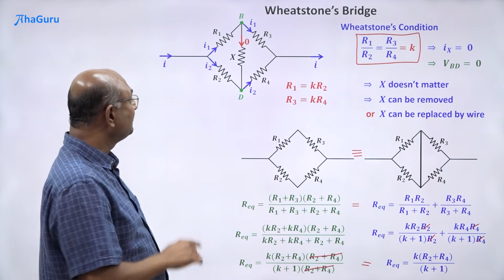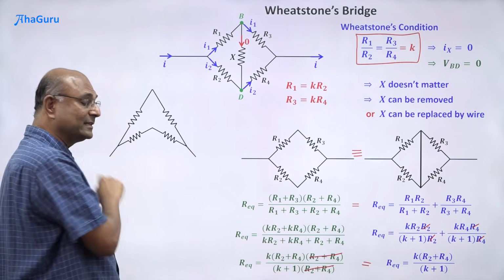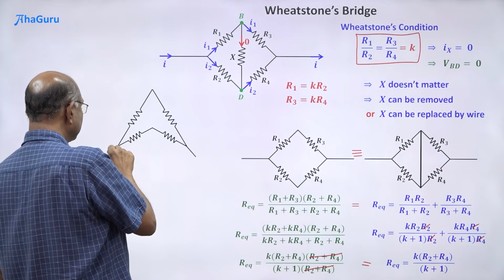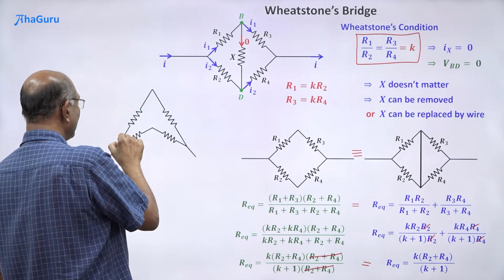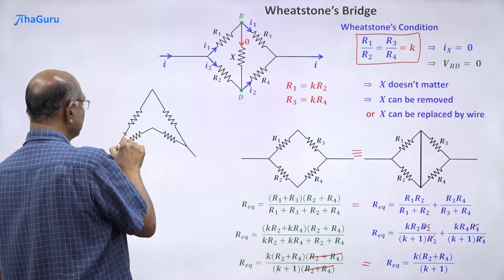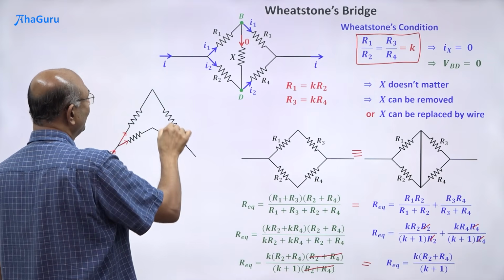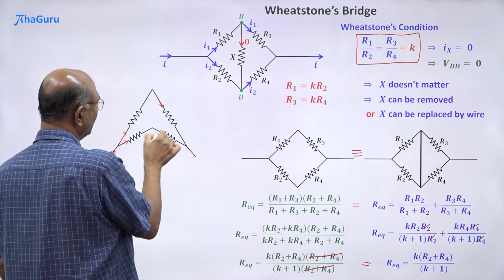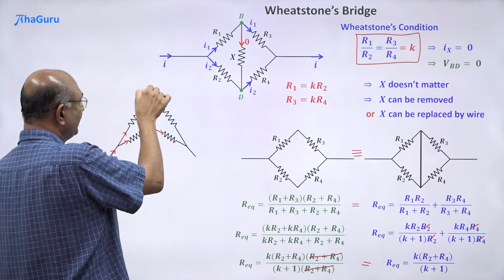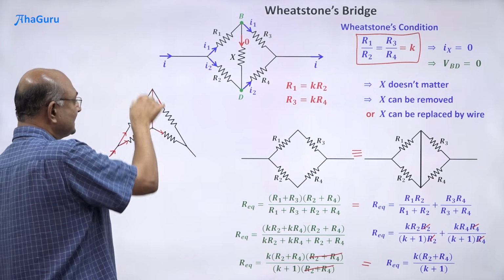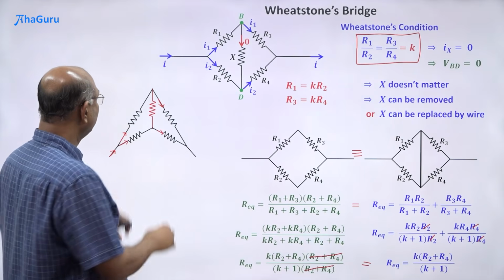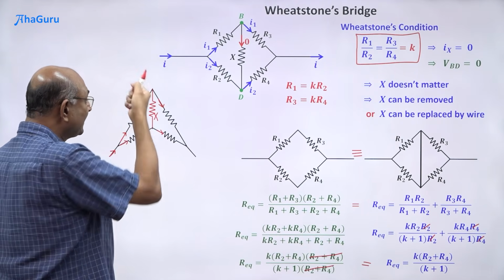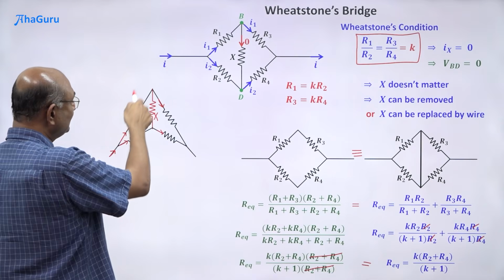But sometimes Wheatstone's bridge is also drawn like this. So this is the entry point. The current comes in like this. Okay, and you can see the current flowing like this, branching out, and it will flow like this. And so if you want to connect the bridge, it has to be here. So this is the bridge. This is the bridge X. And that can be removed. So sometimes you will see a circuit like this.